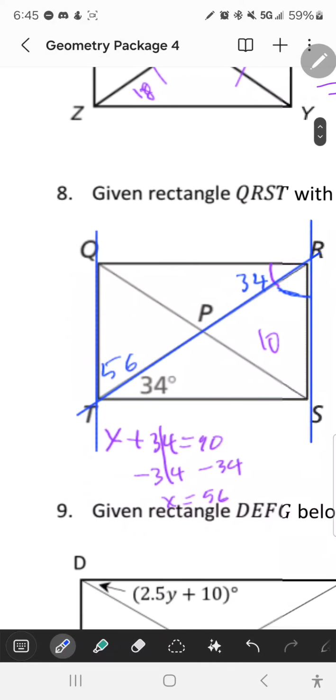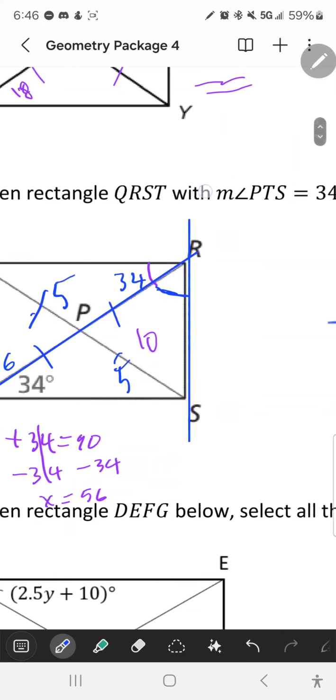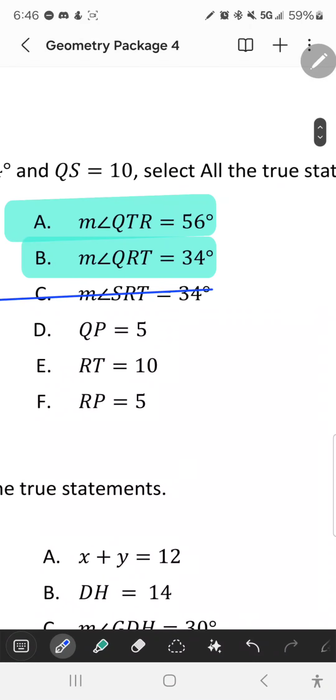Now, QP equals 5. We know that QS, the whole line, is 10, and the diagonals divide each other in half. So 10 divided by 2 is 5. So this is 5 and this is 5. Yep, QP is 5.